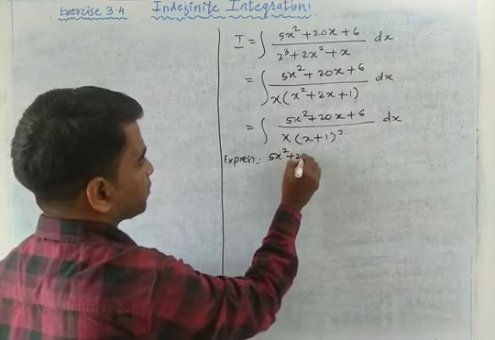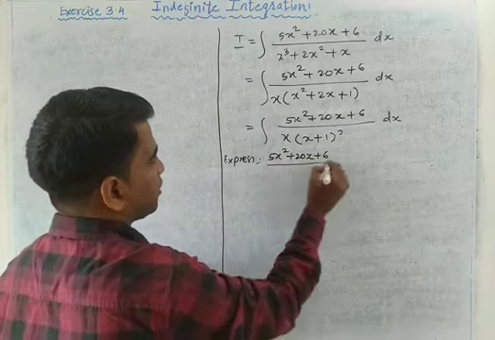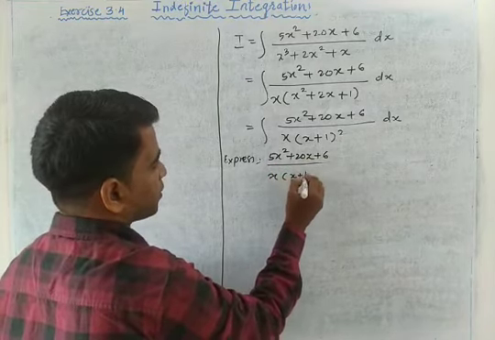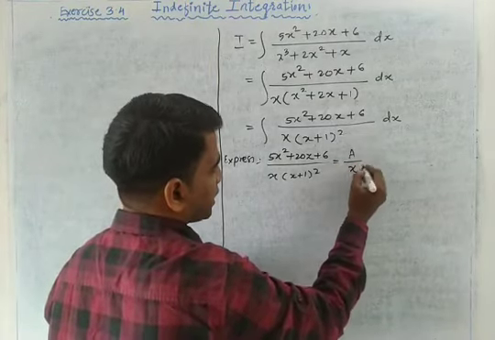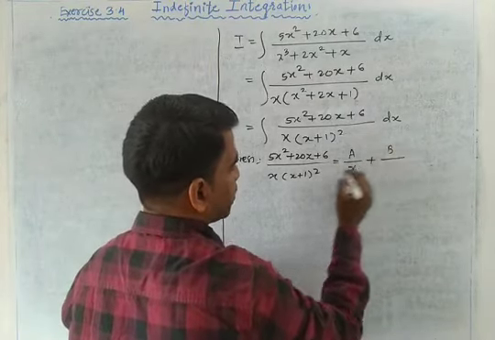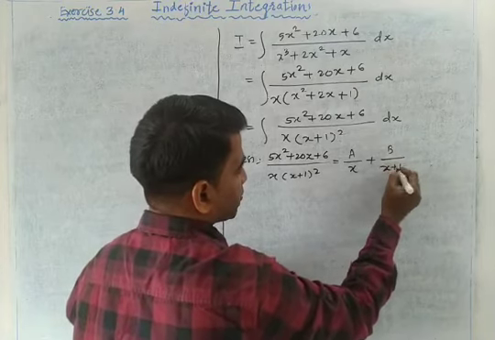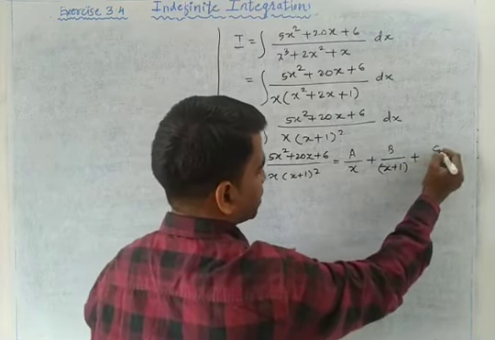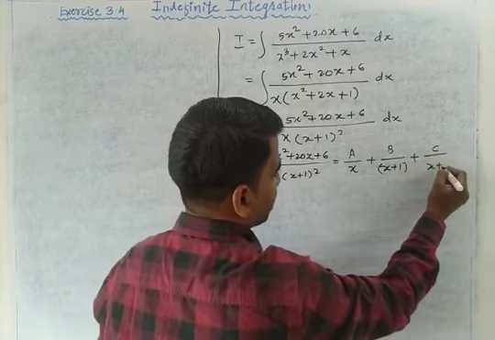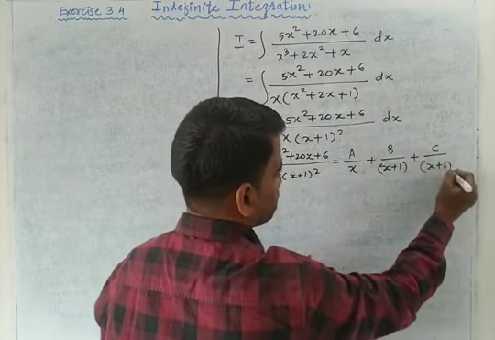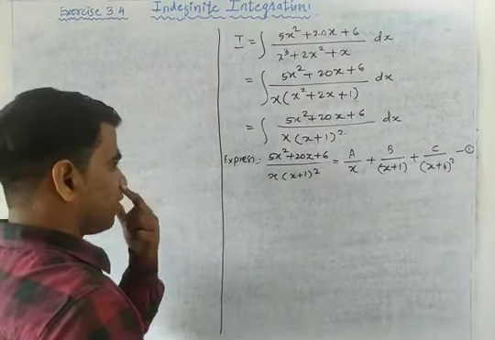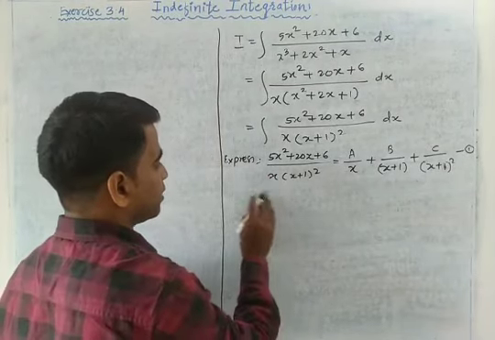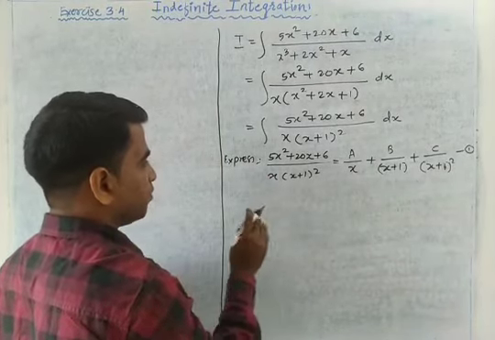5x square plus 20x plus 6 upon x into x plus 1 bracket square is equal to a upon the first factor, that is x, b upon first time of factor x plus 1, that is x plus 1, plus c upon 2 times of factor x plus 1, that is x plus 1 bracket square. It is equation number 1. So now we have to find the values of A, B, C. So simplify that equation 1 first.